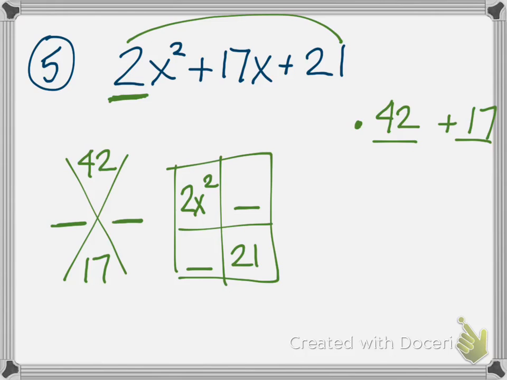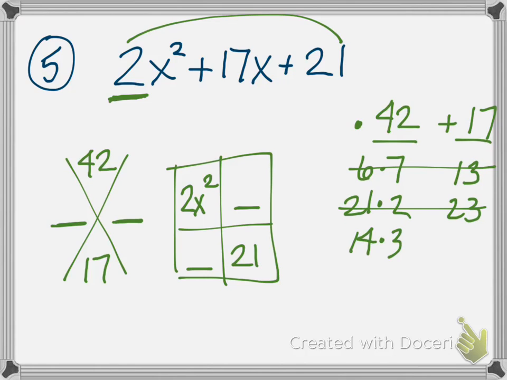And go through a whole bunch here. We have 6 times 7 is 42, 21 times 2, 42, 14 times 3, 42. There might be some others, but I'm going to go with that. 6 times 7 is 42. 6 plus 7 is 13. That's not going to work. 21 plus 2 is 23. That's not going to work.